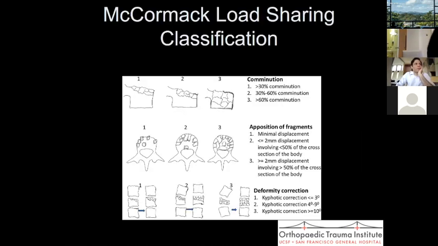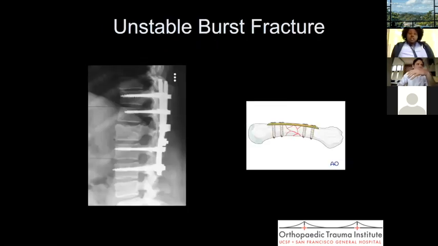In the mid-90s, McCormack put together this load sharing classification to predict who would fail with just posterior short segment fixation for these burst fractures. What it really amounts to is pretty intuitive: the greater the amount of comminution, the more likely that just one above, one below will fail. So this is a scoring system, but you don't need to know the specifics of it, just know that the amount of comminution predicts whether or not a short segment fixation will work.